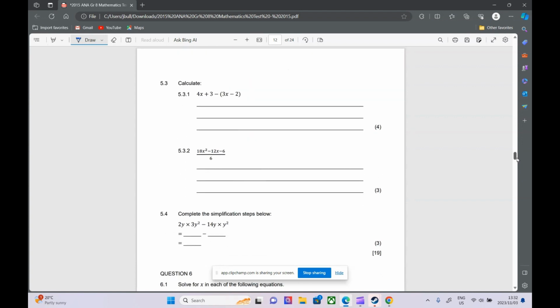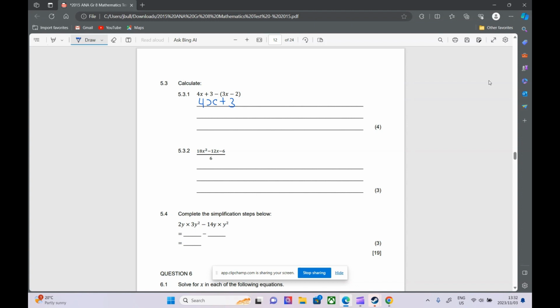Okay, 5.3, we want to calculate these terms. So what we're going to do is we're just going to see how far we can simplify these. If we do this right, we should be getting it down to maybe just a number. So let's give it a go. So if we've got that first term, we can't do much with this 4x plus 3 yet. So let's just write that again.